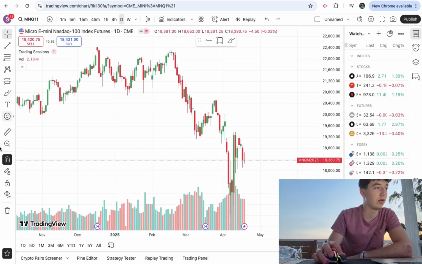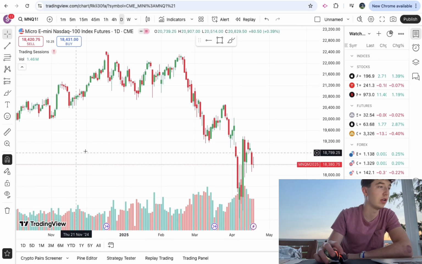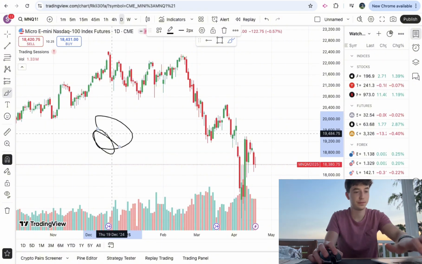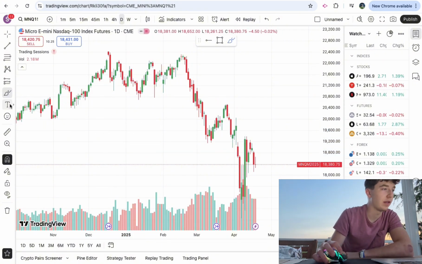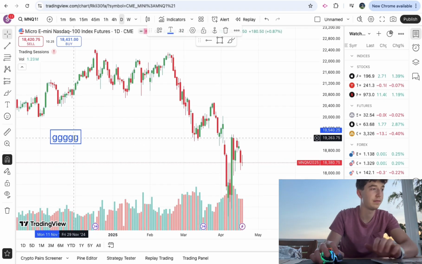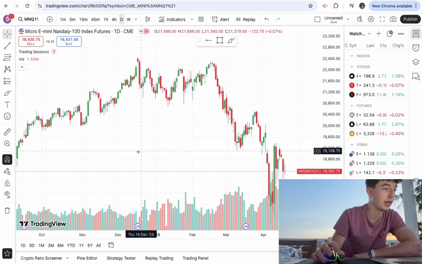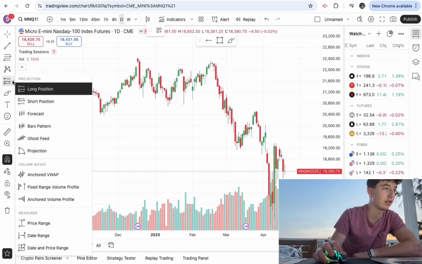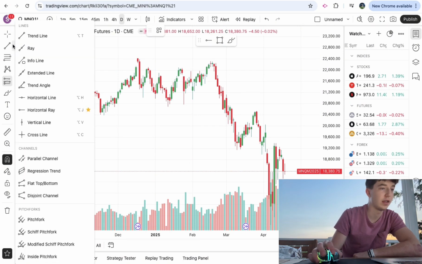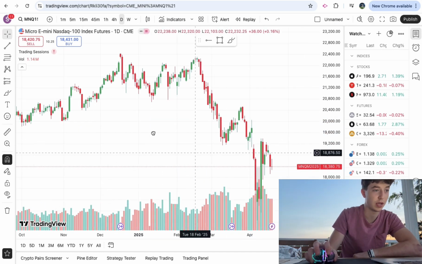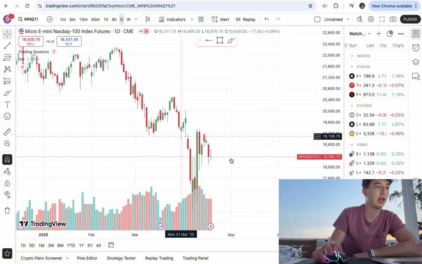Now on this left side, you have all these not indicators, but tools to use. You have the brush. You have the text box where you can type stuff. You can get used to all this on your own time, but I'll go through a little bit. You have the long position, short position, forecast. You have lines, obviously, and then long positions there, which you can get into on your own time. But so as you can see here, you can see the chart.